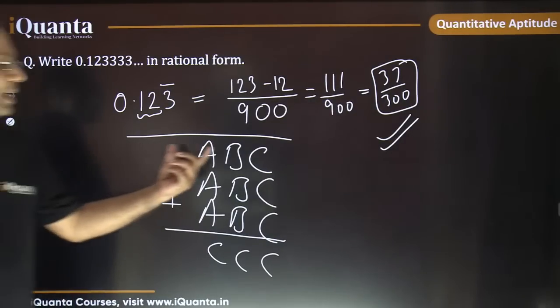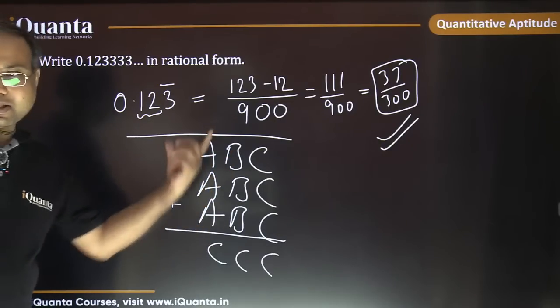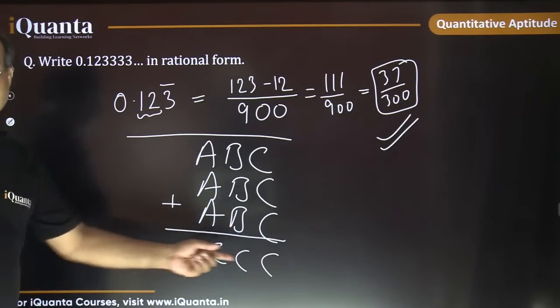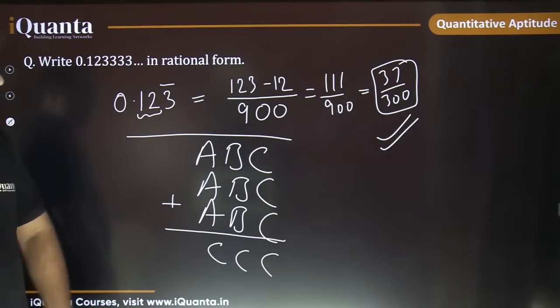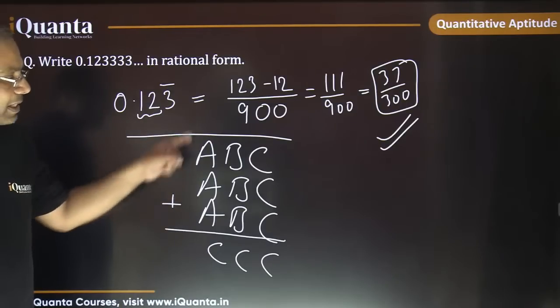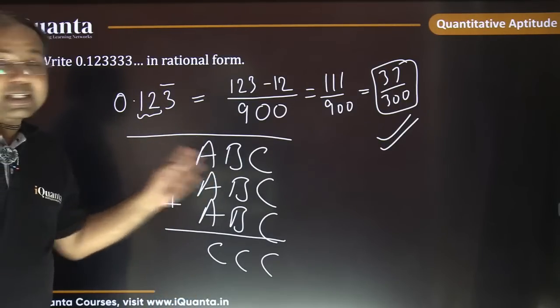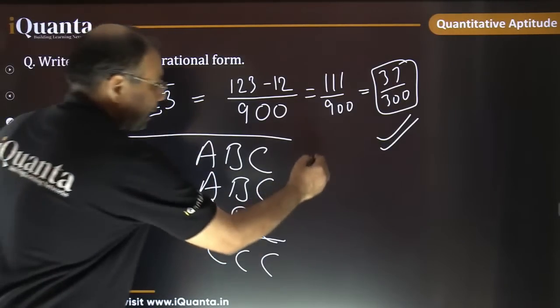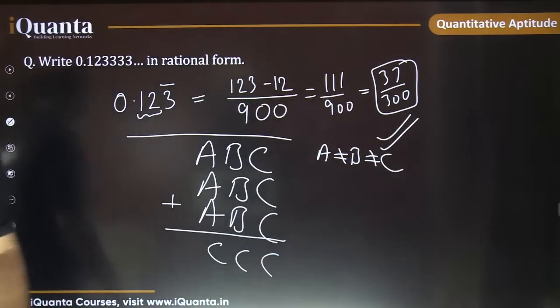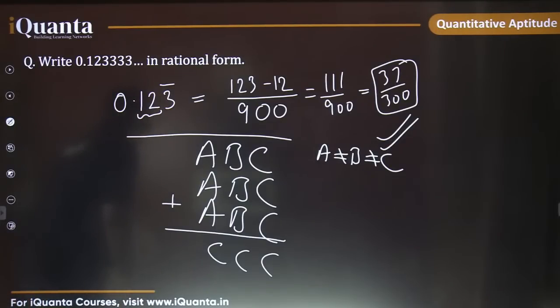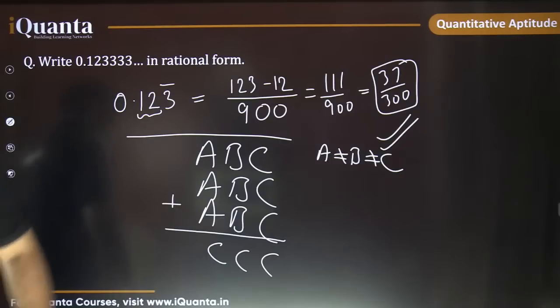A 3-digit number ABC is added 3 times, and the sum is another 3-digit number CCC. We have to find out the values, and as always, all same digits have same value and different digits have different value. A is not equal to B, not equal to C. It's given here. All different digits have different values. Yes, Akhil, fraction should always be expressed in the simplest form. Now answer this question.